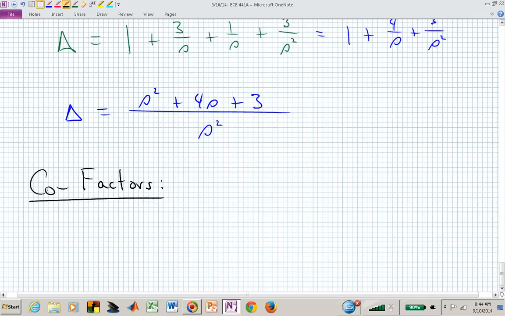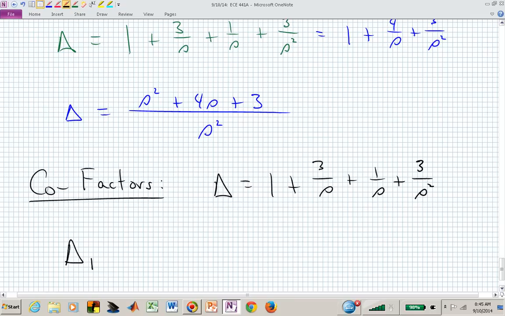A cofactor starts with the determinant, and it's nice to actually keep it in terms of what we began with. All of the pieces, because some of those pieces may not be used. Each path has a cofactor. How many paths do we have in this example? 2. So we're going to have 2 cofactors.